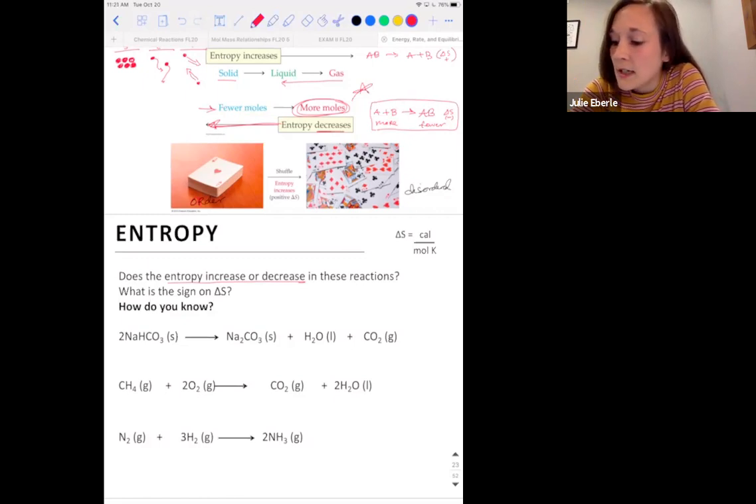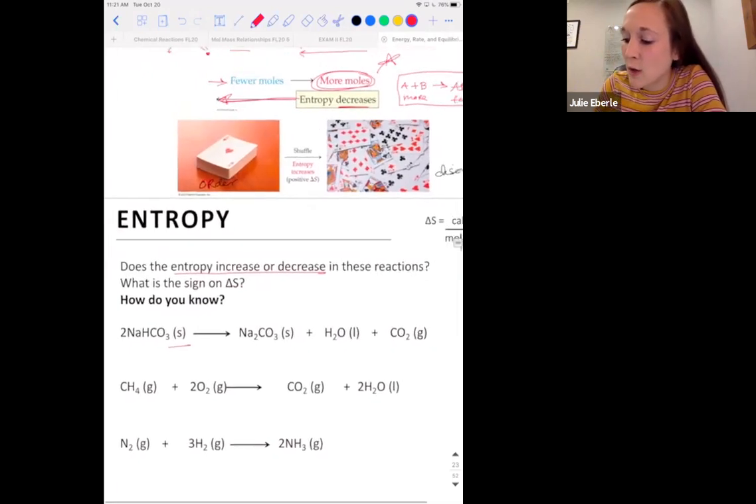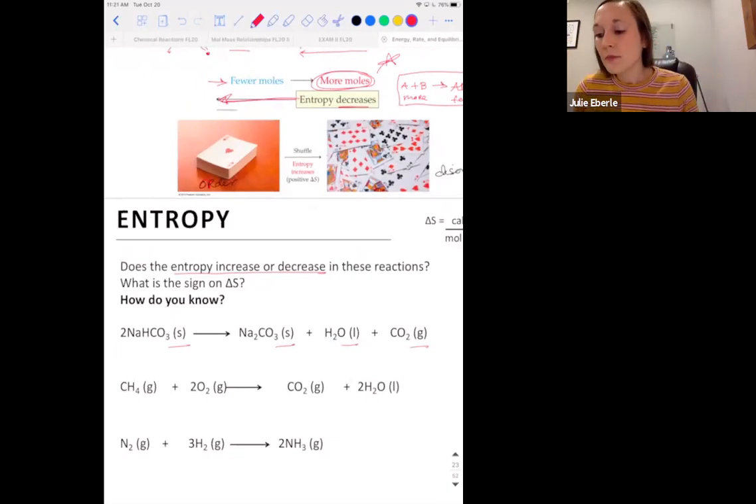Okay, let's look at the first one. So we have 2 moles of a solid, and it's breaking down into 1 mole of a solid, 1 mole of liquid water, and 1 mole of CO2. And I'm assuming that these are balanced. They should be balanced. Hopefully they were balanced. So what did you guys think about this first one?